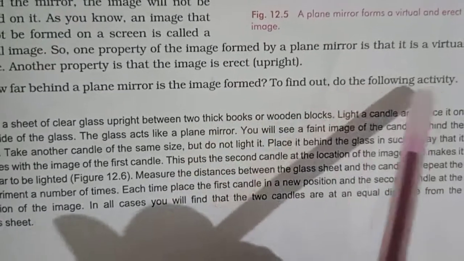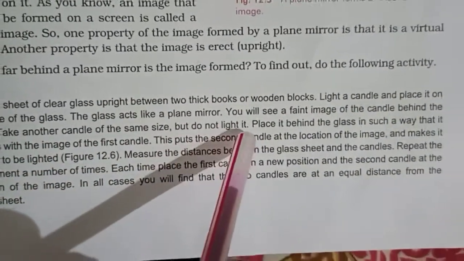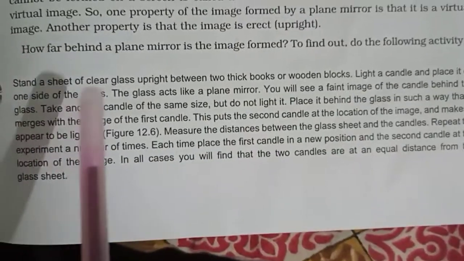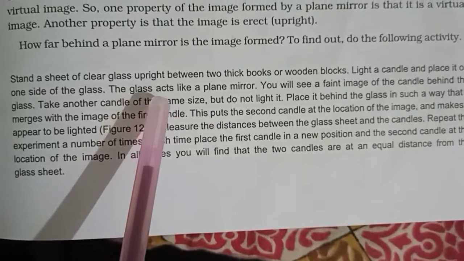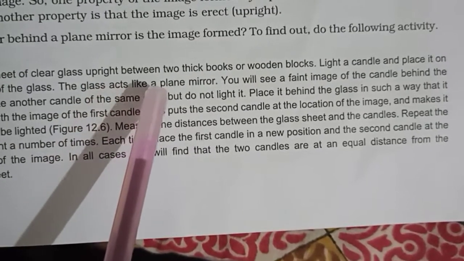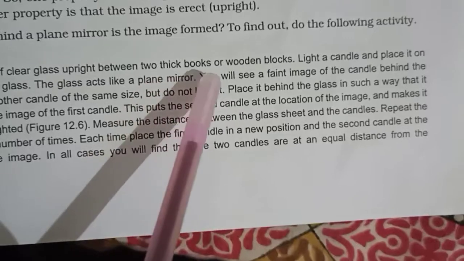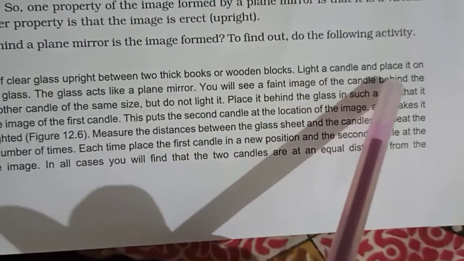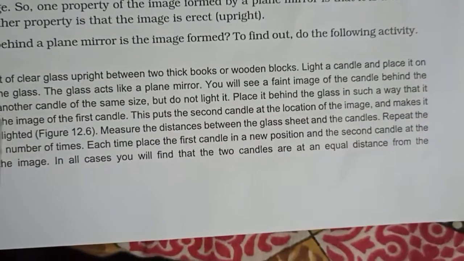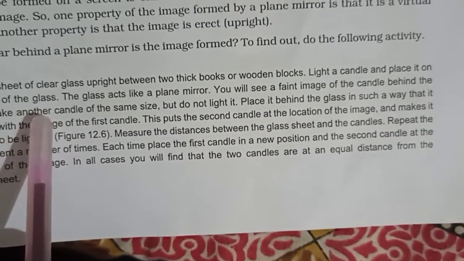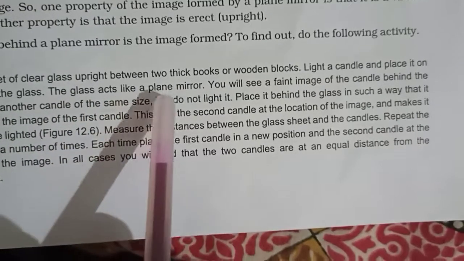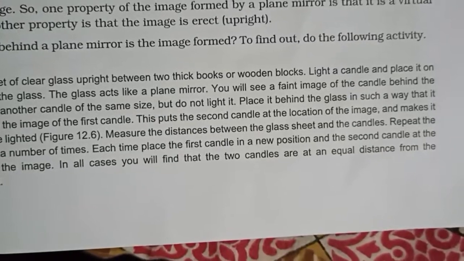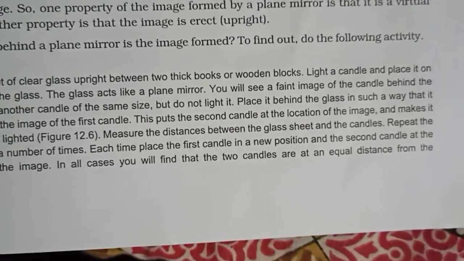So to find this, we have been told to do an activity. What we will do, we will take a sheet of clear glass and make it stand upright between two thick books or wooden blocks. Then we will light a candle and place it on one side of the glass. The glass will act like a plane mirror, and we will see a faint image of the candle behind the glass.